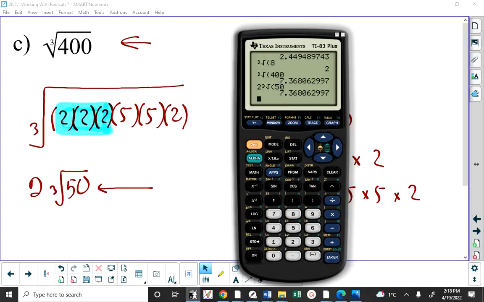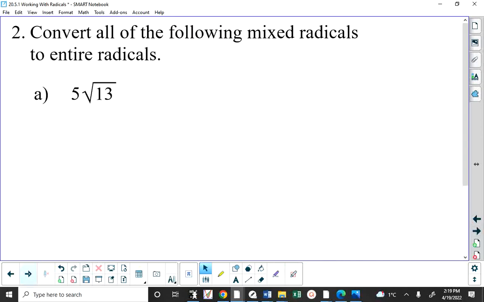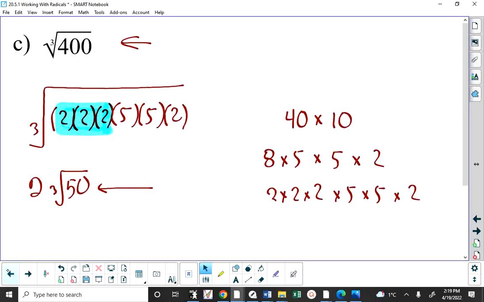All right. Any questions with C? Okay, then let's take a look at number 2, I believe we're on now. Convert all of the following mixed radicals to entire radicals. So the difference here, everybody, is if we look at this one, this is what we call a mixed radical, and this is what we call an entire or whole radical. And you know, other than the fact that there's a cube root here, this should still be review of grade 10. In fact, I think there might even be some cube roots in grade 10.